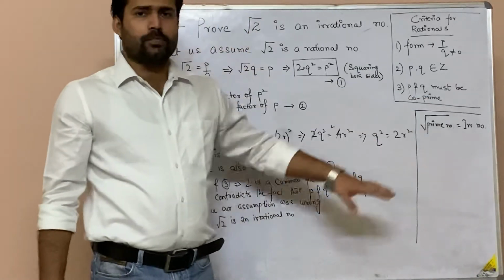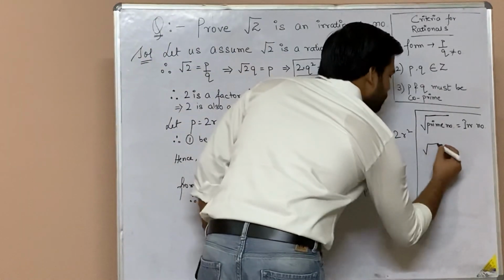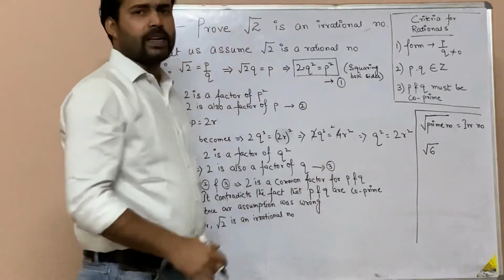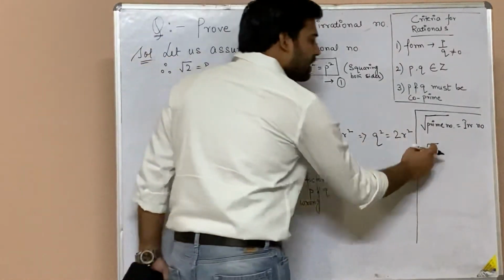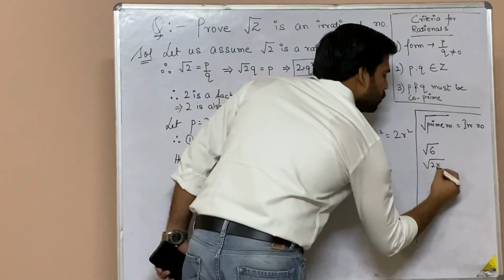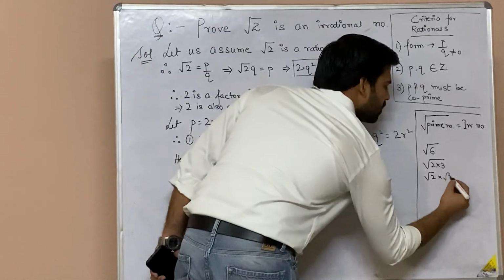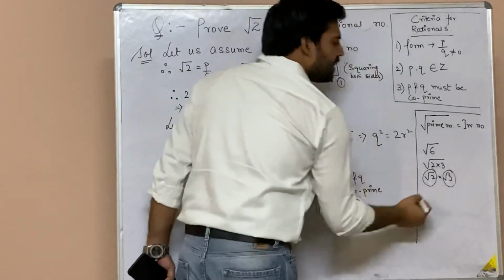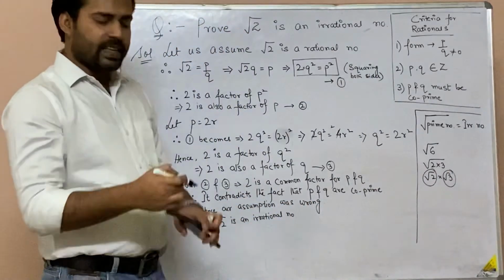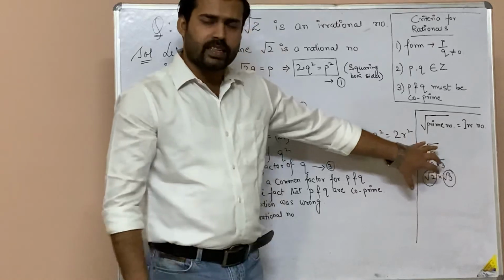Clear? Suppose any other number is there which is not prime, any composite number is given, say the number is 6. They will say sir, 6 is not a prime number, but root 6 is an irrational number. Why? Because root 6 is nothing but root 2 into root 3. So root 2 is what? An irrational number. Root 3 is what? An irrational number. And product of irrational is always irrational. I will explain this thing in the next video.